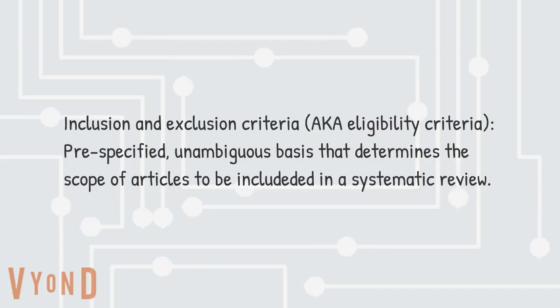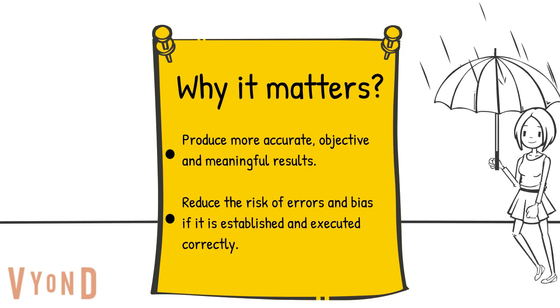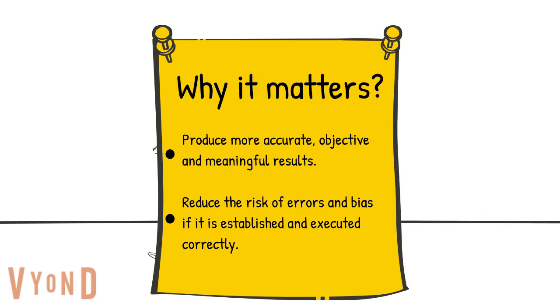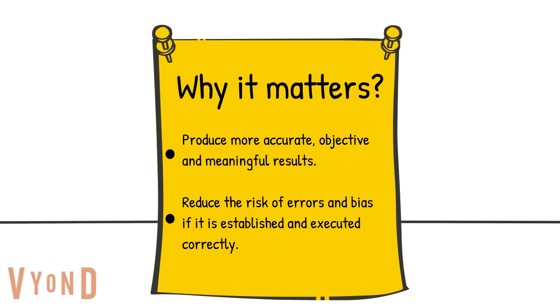Clearly predefined inclusion and exclusion criteria, also called eligibility criteria, are a pre-specified, unambiguous basis that determines the scope of articles to be included in a systematic review. Inclusion and exclusion criteria can help you produce more accurate, objective, and meaningful results. If the inclusion and exclusion criteria are established and executed correctly, they can also reduce the risk of errors and bias.